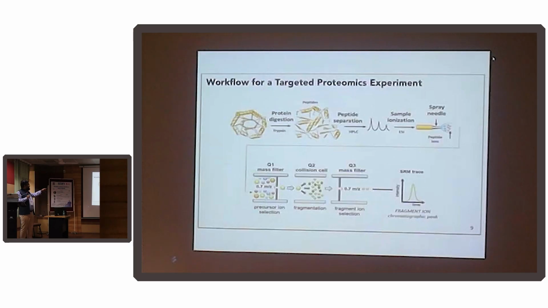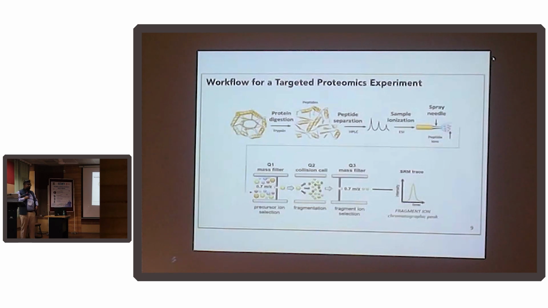Now see, here I have put a mass of 0.7 m by z. There are multiple balls, right? You have red, orange, green, blue, purple. But what I am selecting is only the balls that are green, that have a mass by charge ratio of 0.7.